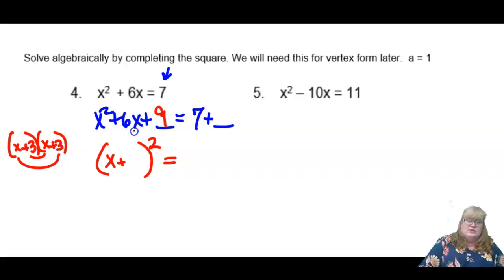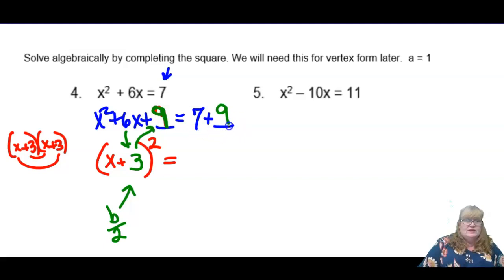So the general rule is, always works, you take half of this. So you take that b, divide it by 2. So half of that would be 3. And then you take that term and you square it and put it back here. And whatever you put in this spot, you put in this spot. And then you just simplify. 7 plus 9 is 16. And now we can square root both sides.